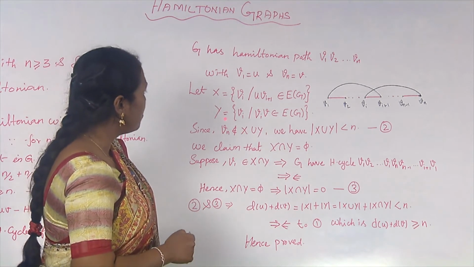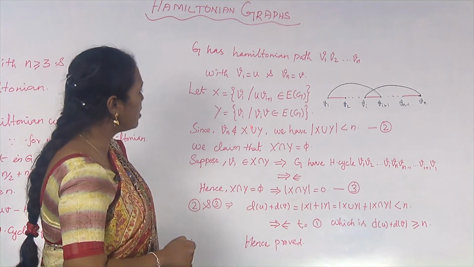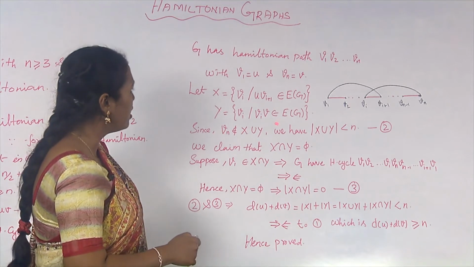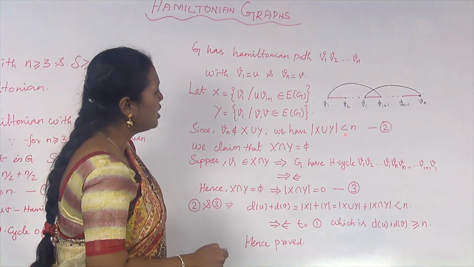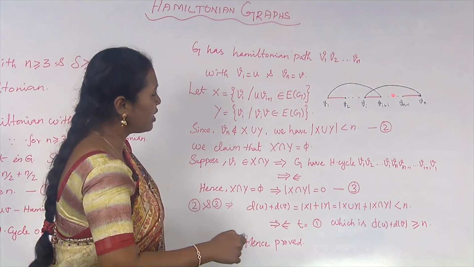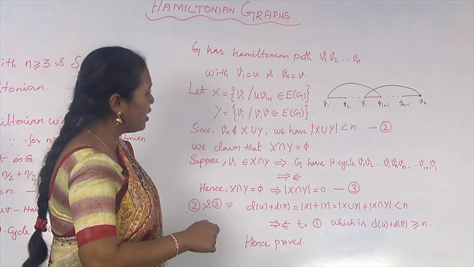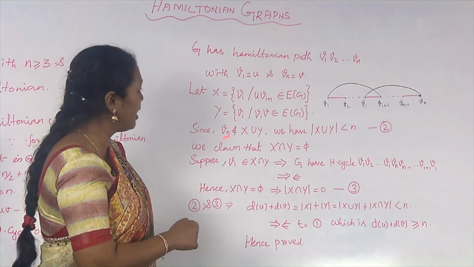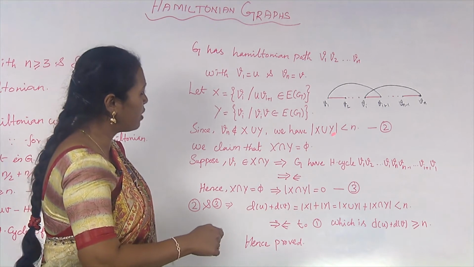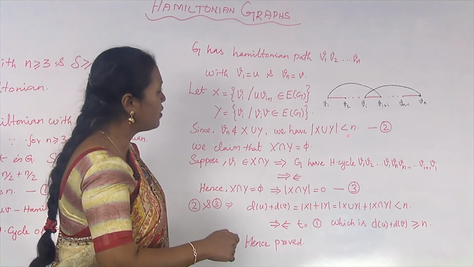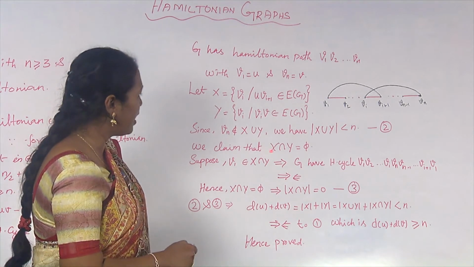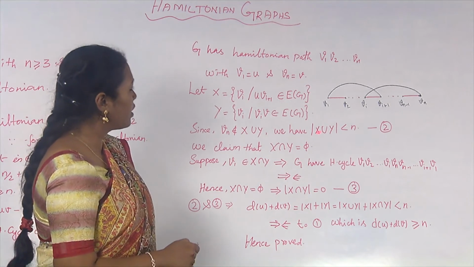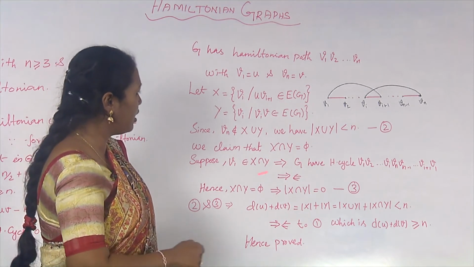Now, definitely Vn does not belong to X or Y. So, X union Y will not have Vn, and therefore the cardinality of X union Y is less than n. In this path there are n vertices, and X union Y does not contain Vn, so its cardinality should definitely be less than n. We claim that X intersection Y is phi, the empty set. You need to prove this, and we will go by contradiction.